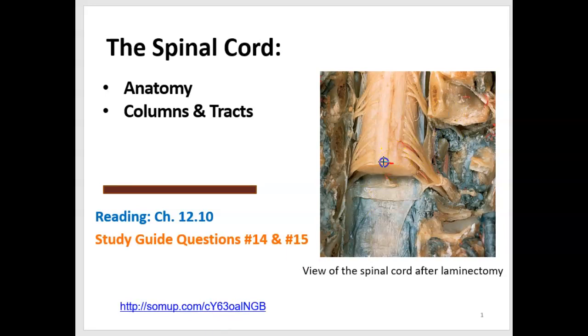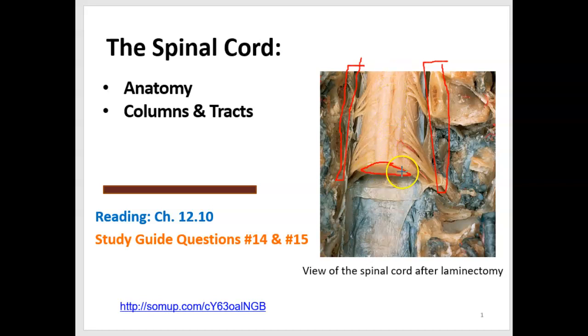Specifically, we will talk about the meninges that cover the cord. I've just circled the cross-sectional area of the spinal cord, seen because a laminectomy was done on the vertebral column. They chip away the lamina of the vertebrae so that you can visually see inside the vertebral canal.